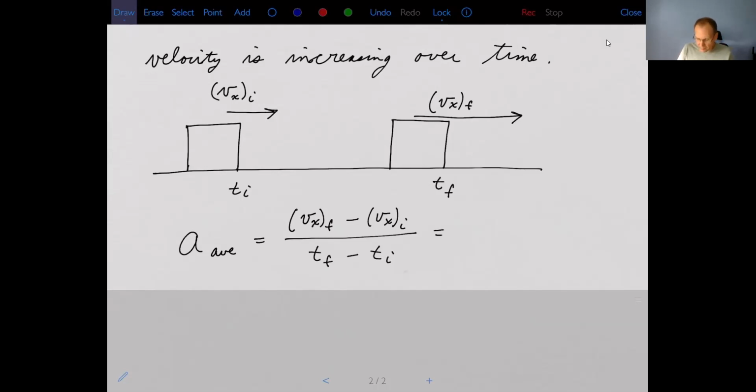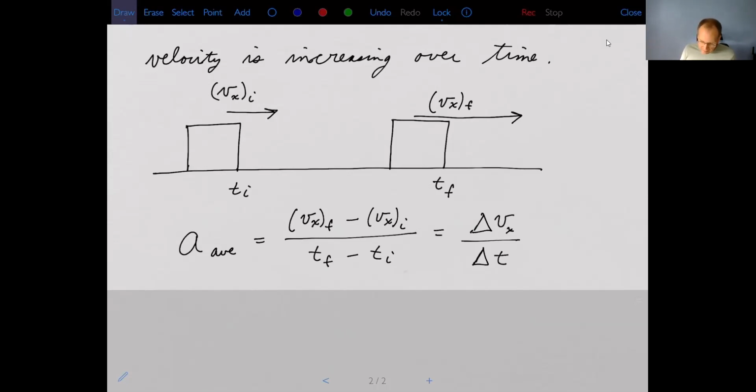Or if I want to write it more efficiently, I can say it's the change in velocity in the x direction divided by change in time, since we're only moving one dimensionally, in the x direction. So it's kind of analogous to what you had before. Remember, average velocity is the change in position, delta x, over change in time. And average acceleration is the change in velocity over change in time.